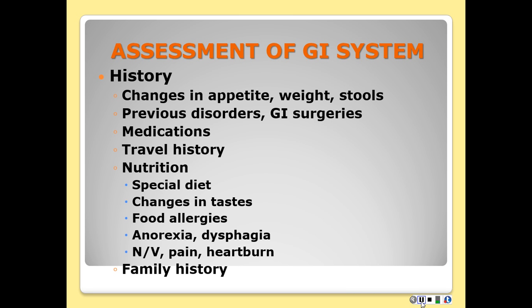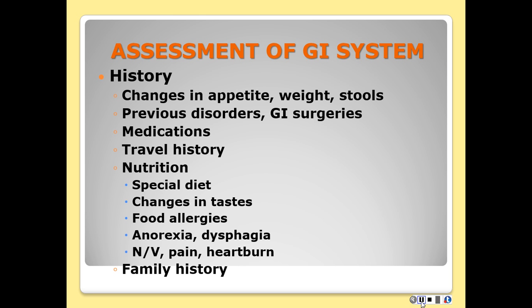We want to ask about travel history. Have they been out of the country? Where did they go? Not all countries have the standards when we're talking about water and food that we have here. So we do need to know. And know that your patient's age, their family status, and their socioeconomic status will play a part in their nutritional status. Maybe they need to pay rent or buy their meds before they can buy their food.